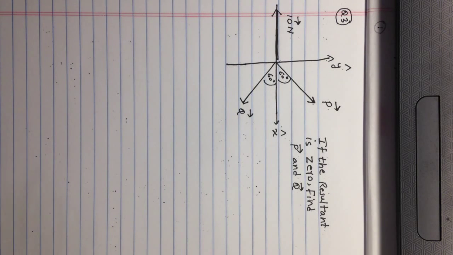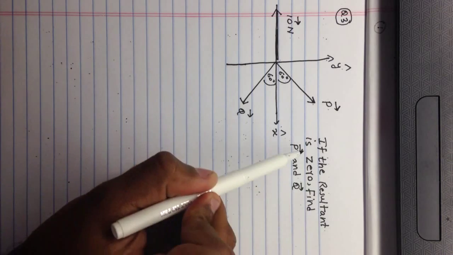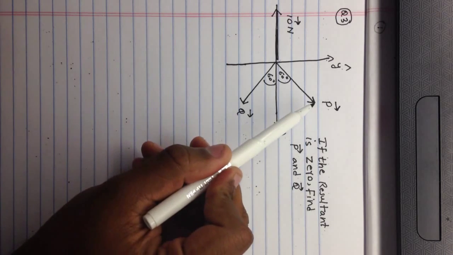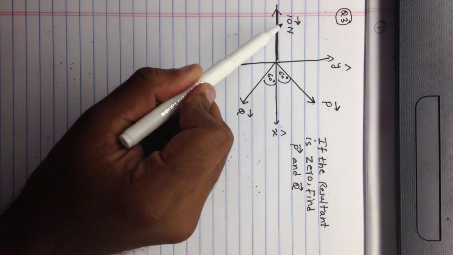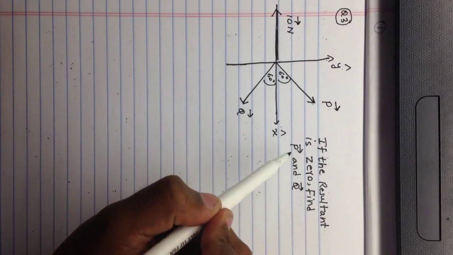In this video, let us solve this problem. The problem is, if the resultant of these P, Q and 10 forces or vectors is 0, find P and Q.